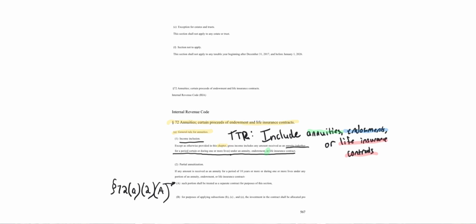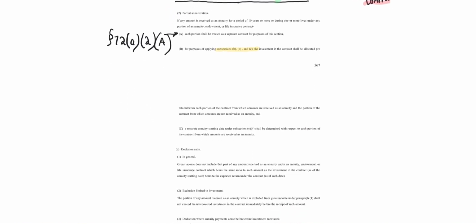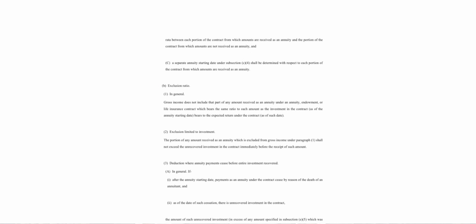Okay, now look, as I mentioned, we get really, really nitpicky at times. For purposes of applying subsections B, C, and E, so again, you look at the level. This is very important. You look at the level that it defines things at. It's very, very important. All right, let's keep reading down. Exclusion ratio. So this is an example of, actually, and we'll see better examples later on, this is actually an example of an exception.